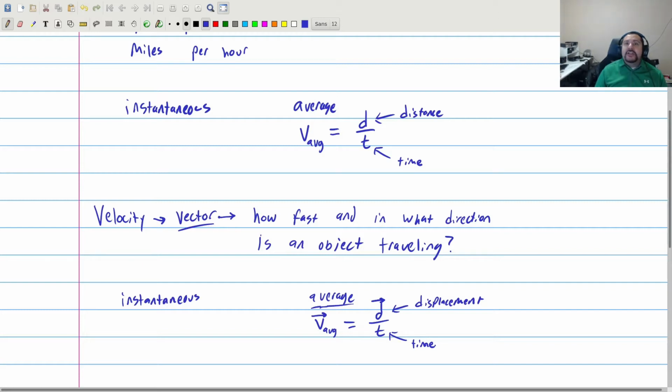So imagine you go from here to the next town over. You then turn around and come back. At the end of the trip, your displacement is 0, which means your average velocity for the entire trip was also 0. Now, at first that seems a little bit weird. Wait, but how fast were you going in what direction? Well, half of the trip you went that way. The other half of the trip you went back that way. So because of that, the two of them basically canceled each other out.